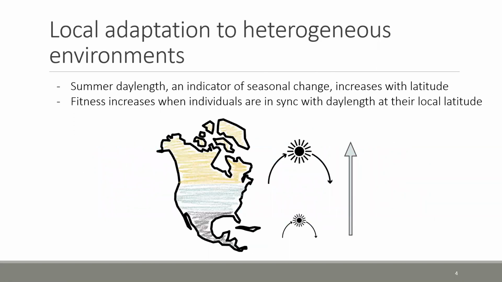Most range expansions occur across heterogeneous environments. For example, summer day length increases at increasing latitudes. Because day length is used as a cue for seasonal change, the fitness of individuals increases when individuals are in sync and adapted to the day length that they experience at their local latitude.